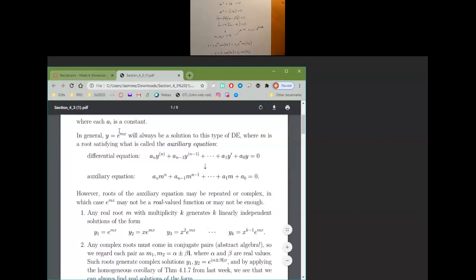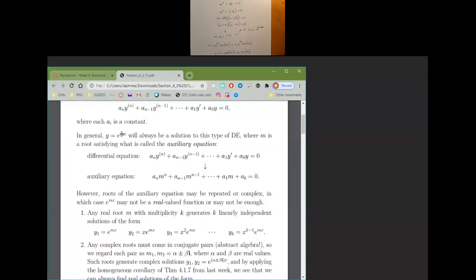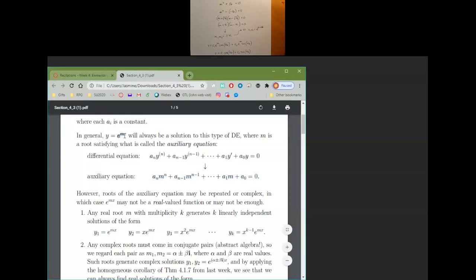So, okay, it'll be a solution for some m. And then the question becomes, okay, but for what m? And so what they did was they plugged e to the mx in for all of these y's, they took their derivatives appropriately, and they figured out, okay, what can I simplify this down to? How can I just titrate out exactly what I need from this? And what that simplifies to is this auxiliary equation. So any m that satisfies this equation corresponds with an e to the mx that satisfies this differential equation.